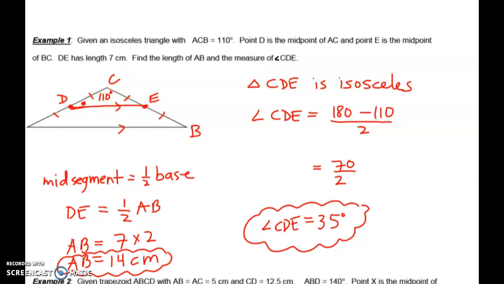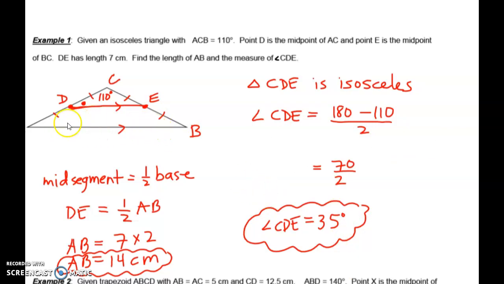Well, so CDE is isosceles because these are midpoints, right? This is isosceles, this is a midpoint, so this equals this, which means I have now a smaller isosceles triangle within my bigger isosceles triangle. I know that this is 110 degrees. In total, I have 180 degrees. So 180 minus 110 divided by 2 will tell me what each of these angles measures. So each one of these angles measures 35 degrees.